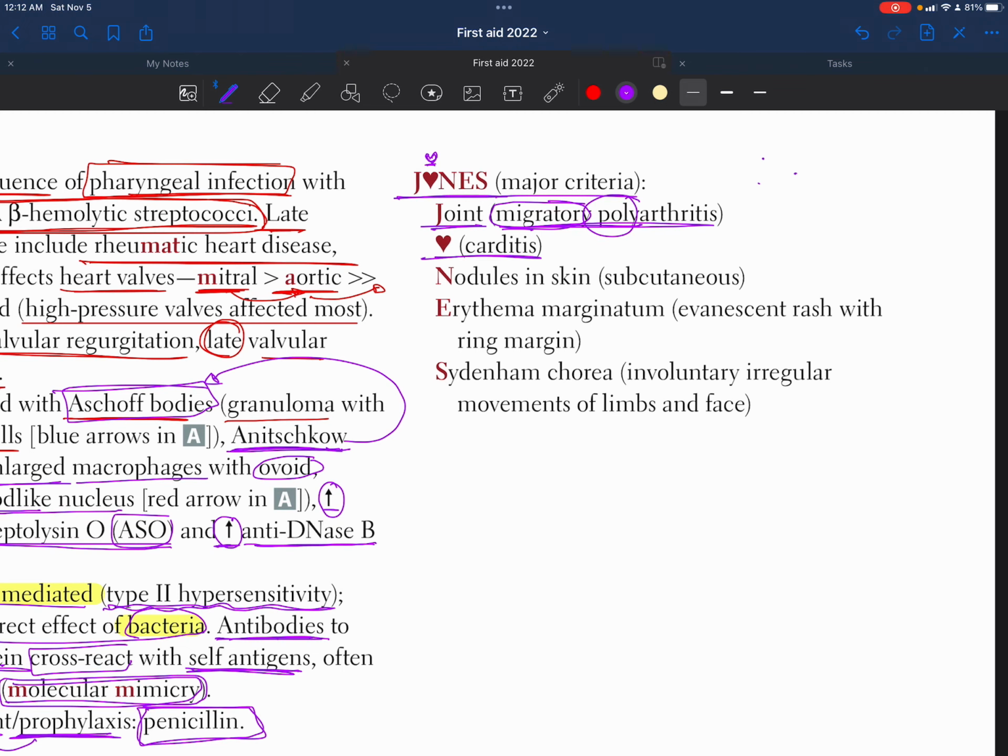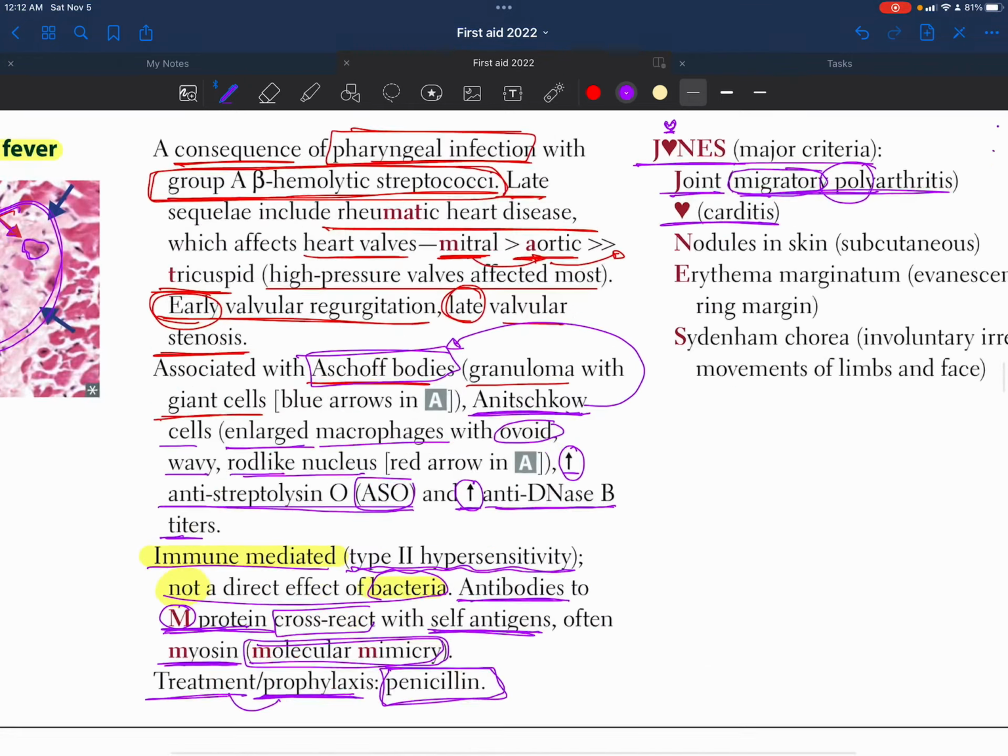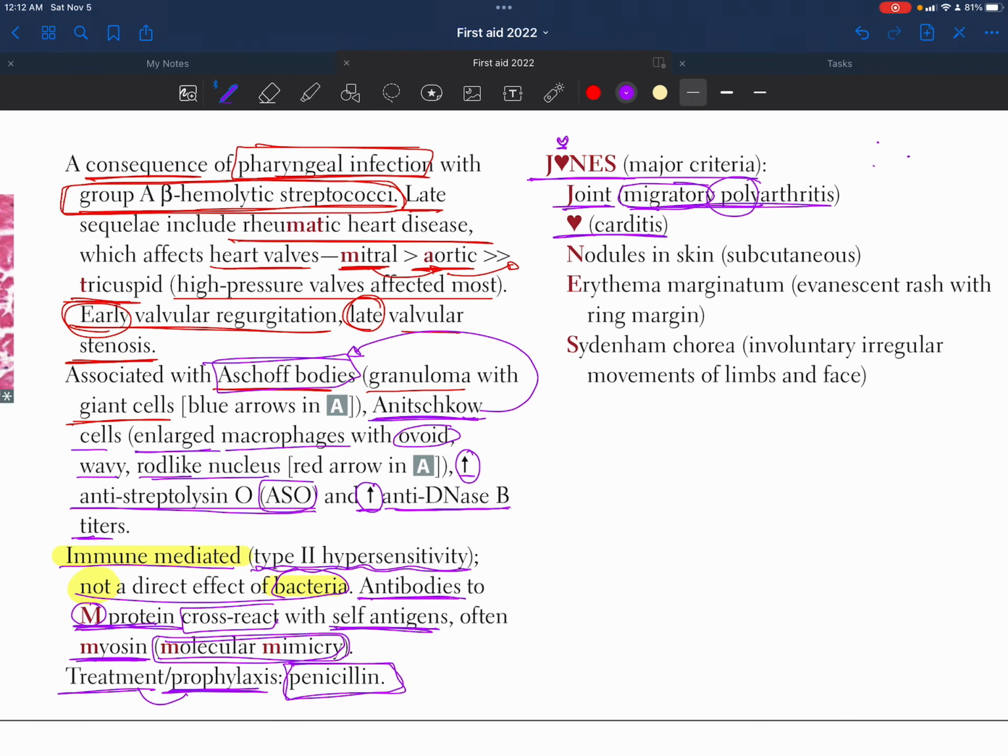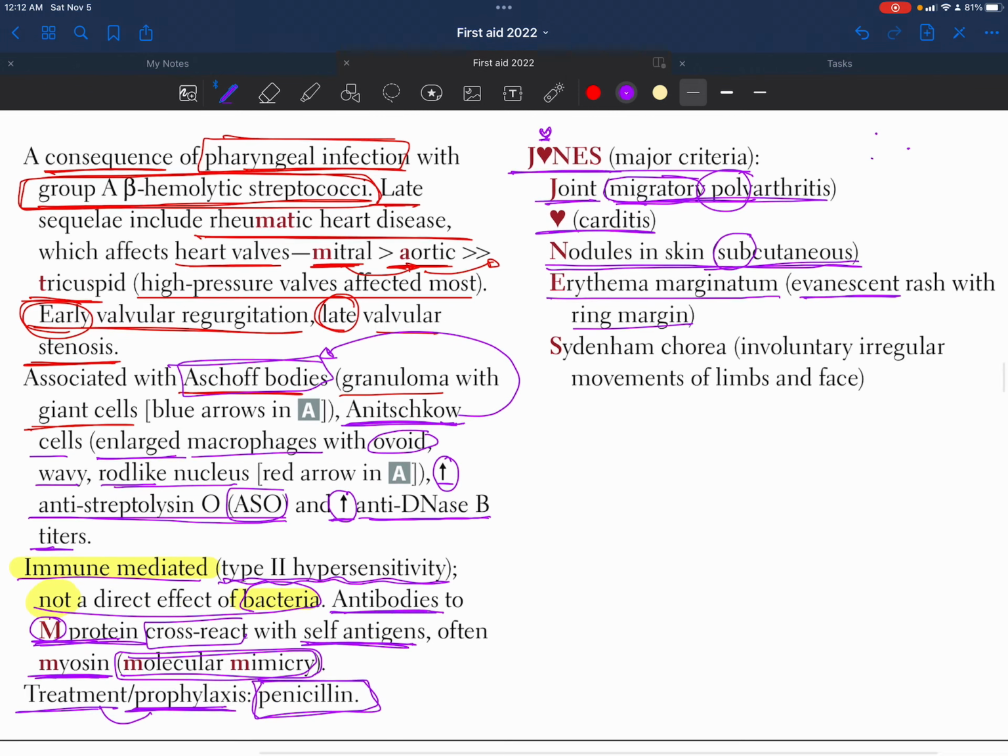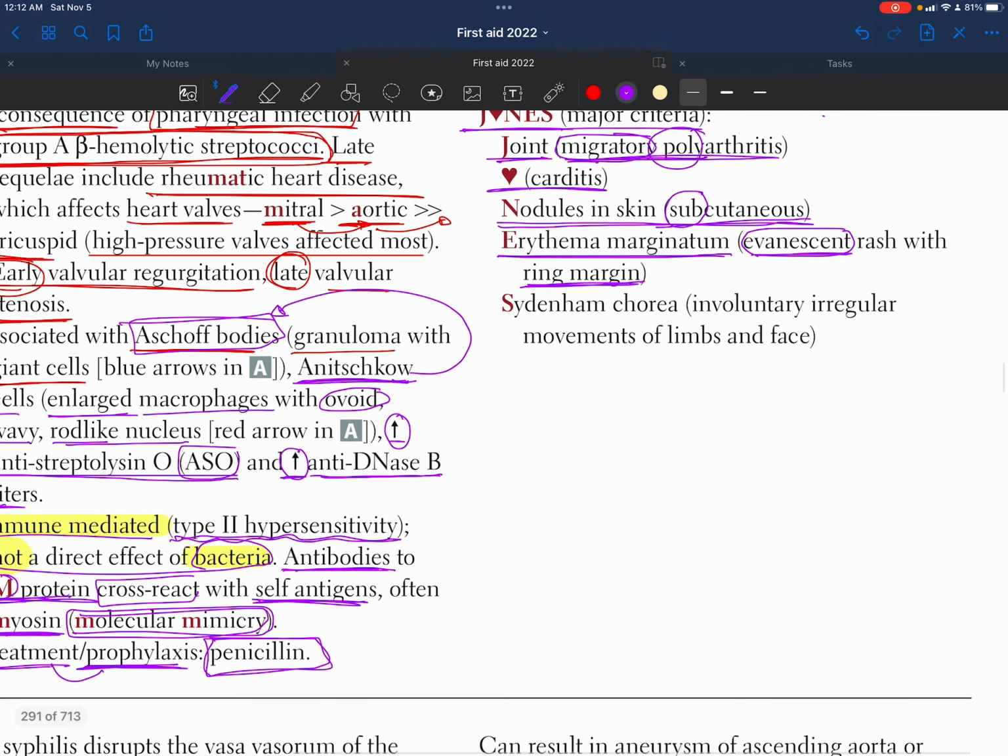We can also have carditis, of course, because it's rheumatic fever. We can find nodules in the skin, and they are subcutaneous, not on the outer surface of the skin. We also can have erythema marginatum, an evanescent rash with ring margins. The rash vanishes every once in a while, but when it comes up, it shows with a ring margin.